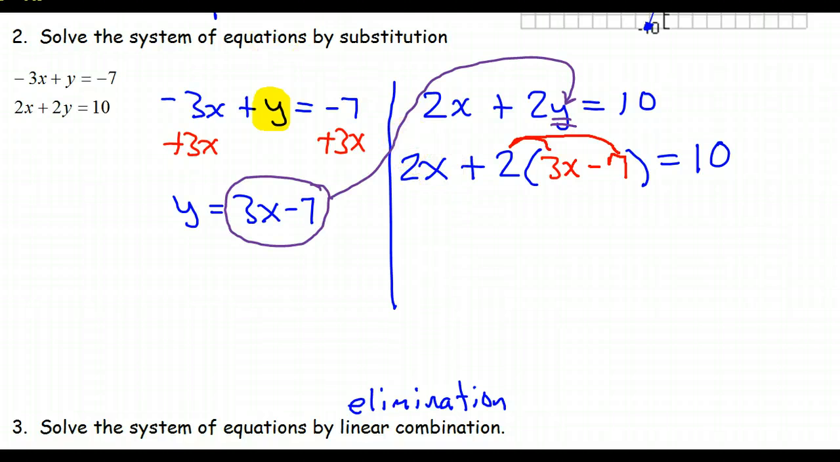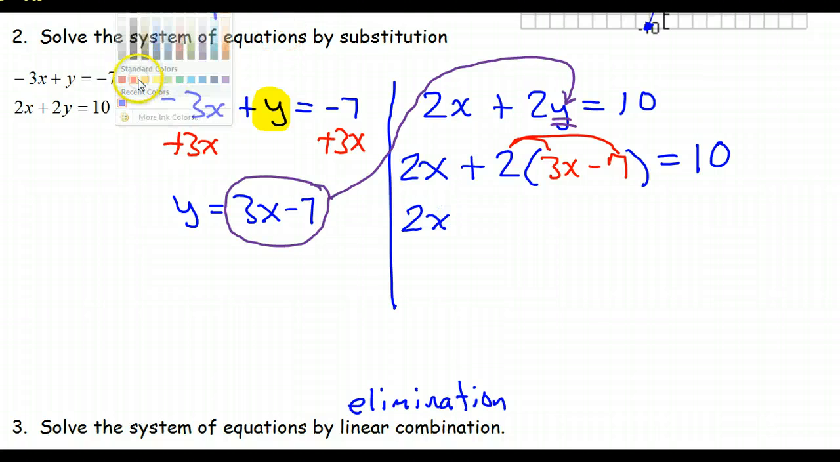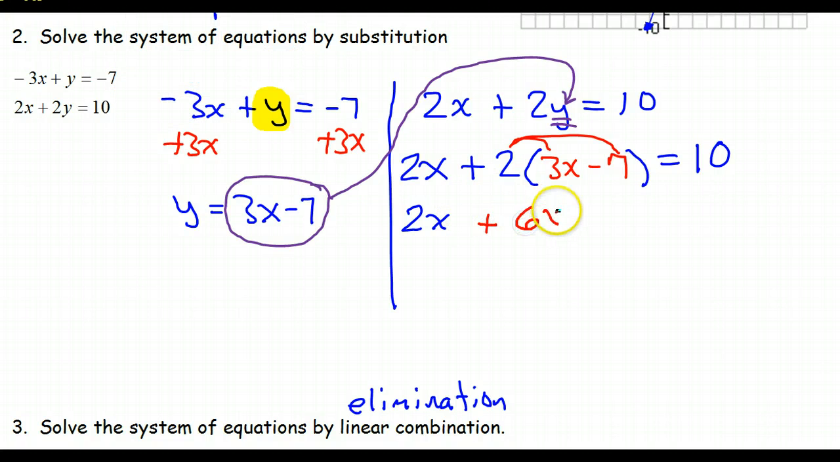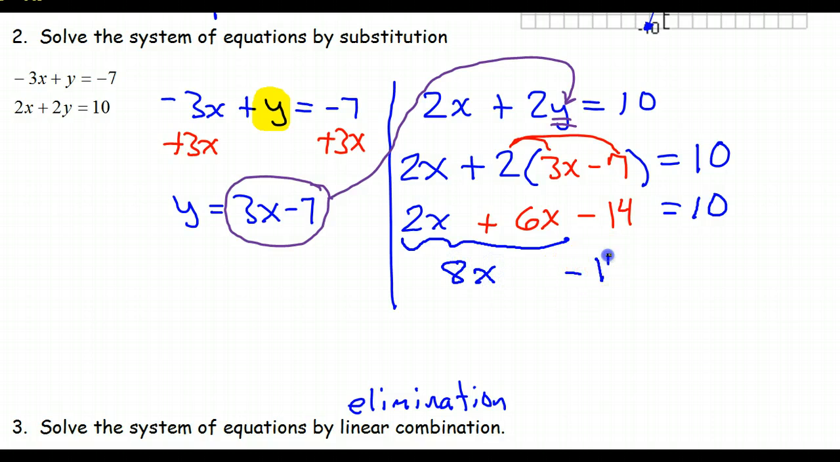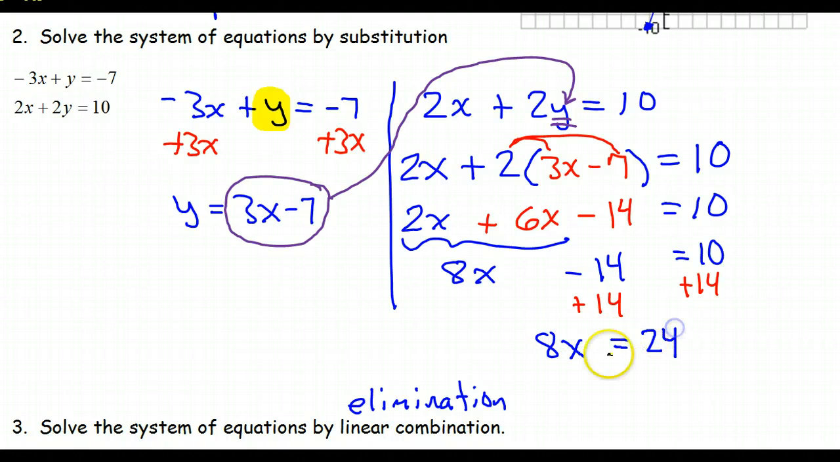So this is going to give me, I'll just bring down my 2x, but then I'll have plus 6x minus 14 from the distributive property. We've got some like terms here, so that's going to give me 8x minus 14 is equal to 10. Time to add 14 to both sides. So that's going to give me 8x is equal to 24.